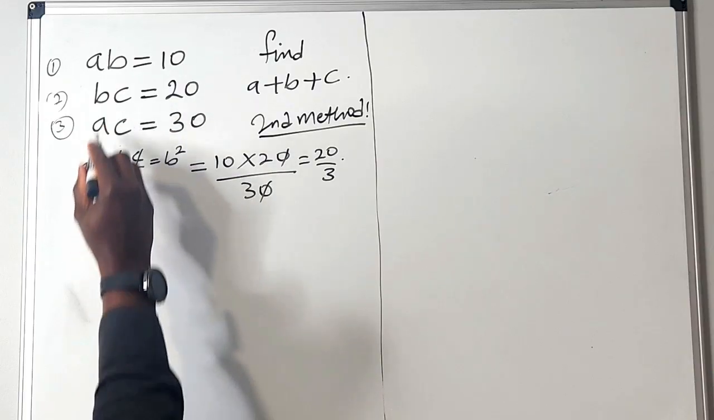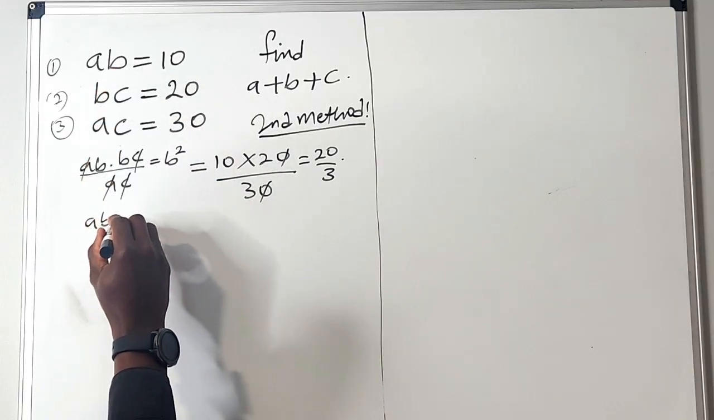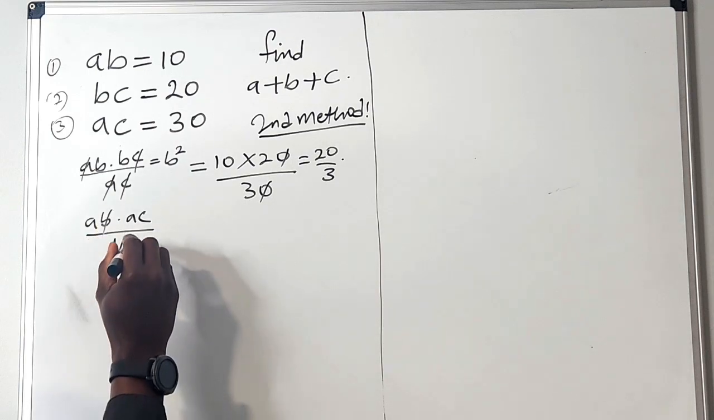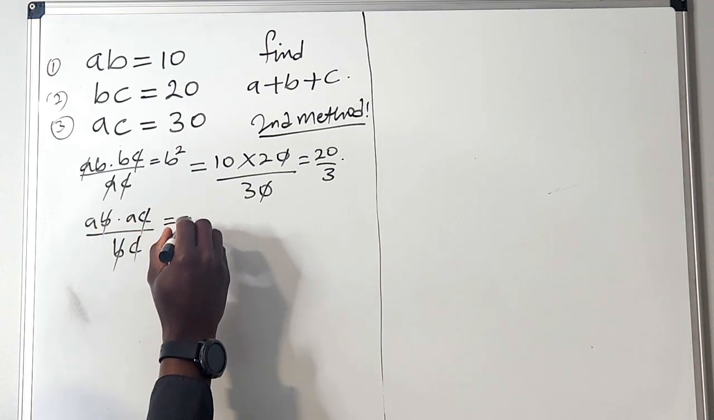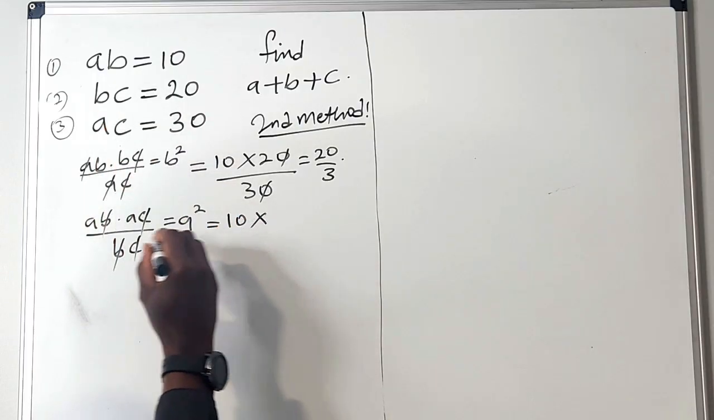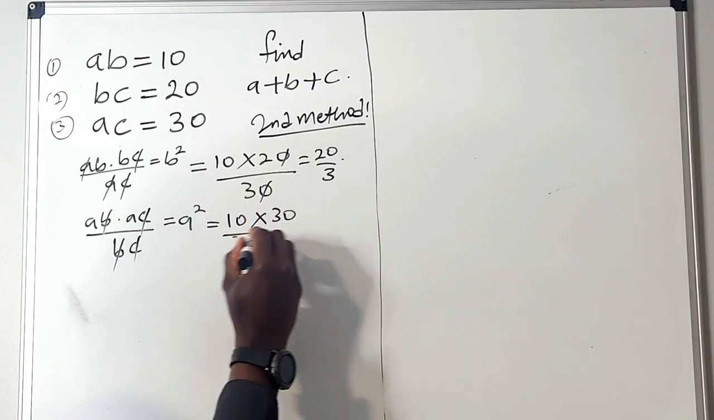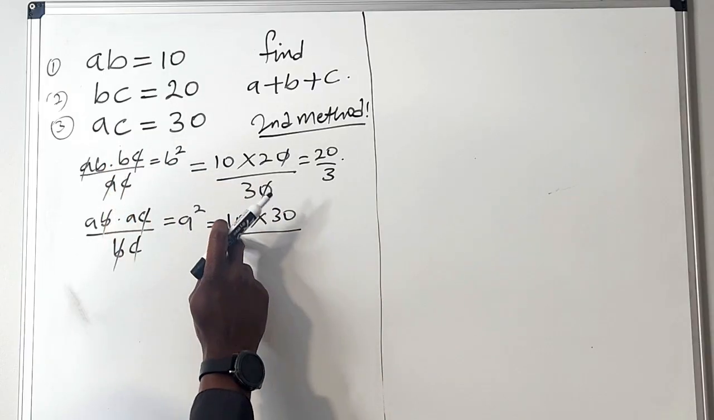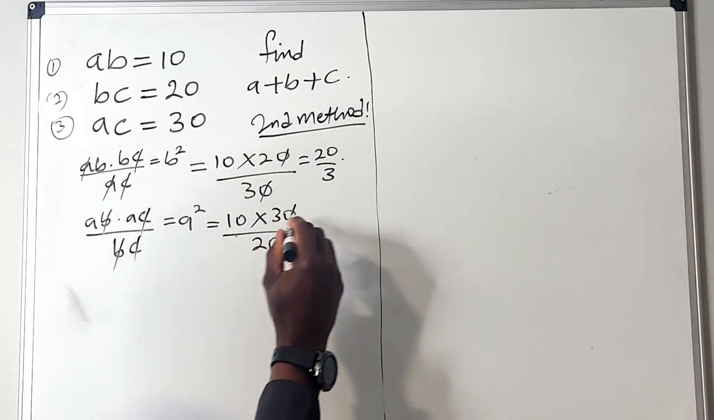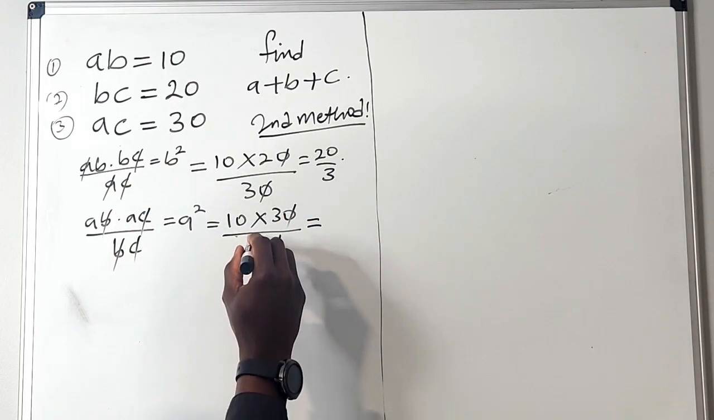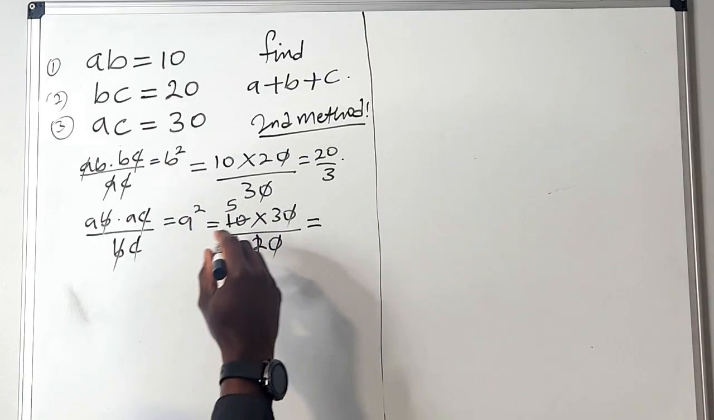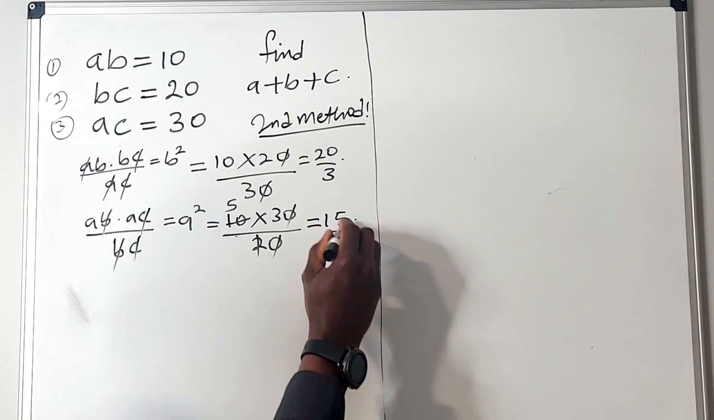Now we go AB times AC divided by BC. B cancels B, C cancels C. We have A squared. So what's our value for AB? That's 10 times AC is 30, and then BC is 20. Cancel out. So we have 2 here is 1, 2 here is 5. 5 times 3, that's 15.